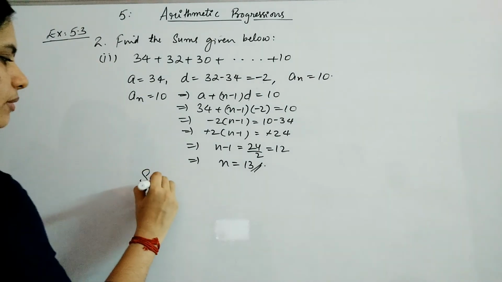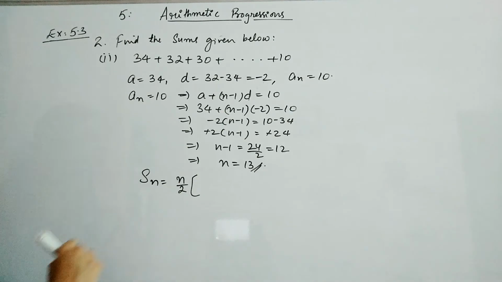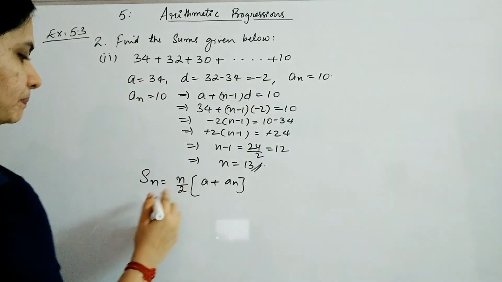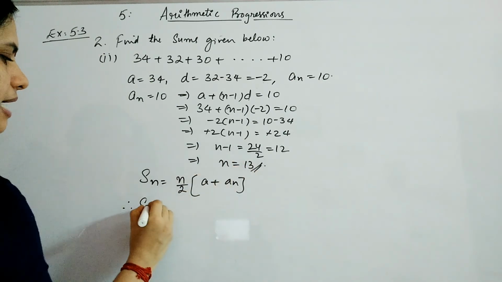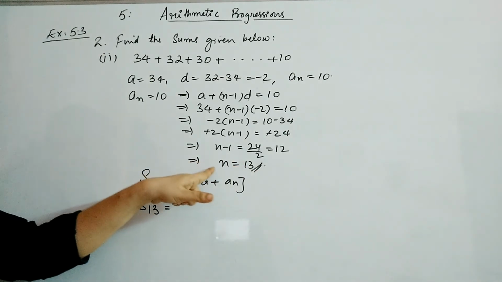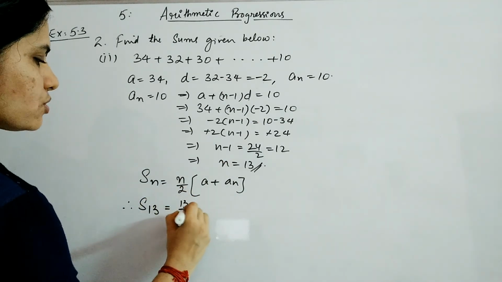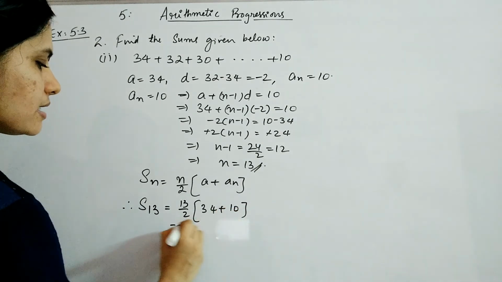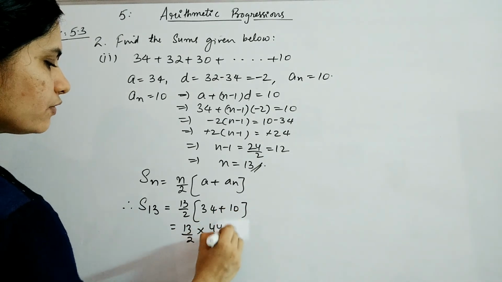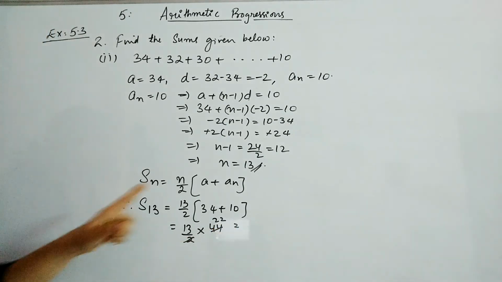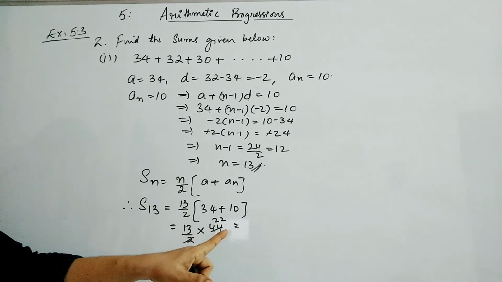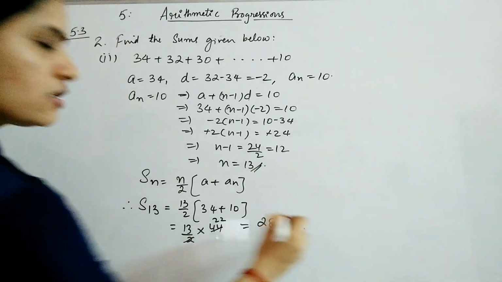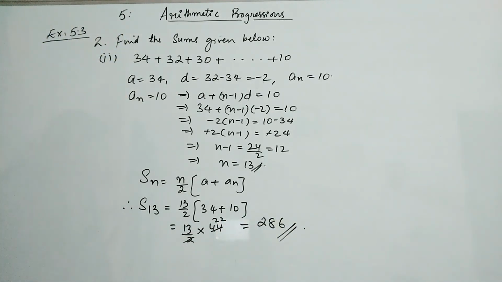So now we will start with the formula Sn equal to, here also you can use what formula? n by 2 into first term plus last term. You know the last term as 10. So you have to find out S13 because your n is 13. 13 by 2 into A, which is 34, plus what is An? 10. So you are getting 13 by 2 into 44. So you will get 13 into 22. How much is 13 into 22? It is 286. So your answer is 286. Okay.